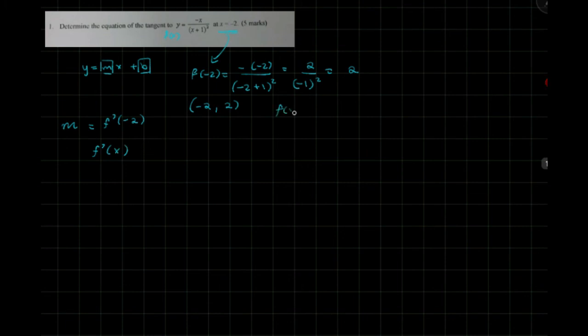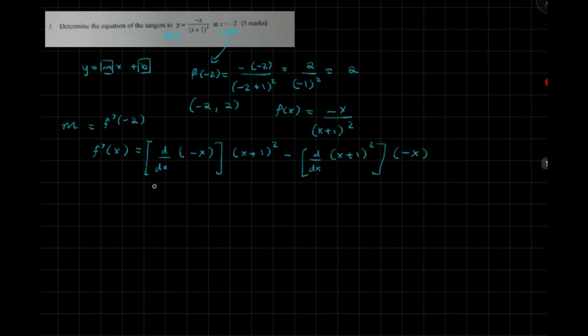So f prime of x here, we know that f of x is equal to -x over (x plus 1) squared. To find f prime of x, I'm going to be using the quotient rule. So I'm going to do derivative of -x, so derivative of numerator times the denominator, (x plus 1) squared, minus the derivative of the denominator times the numerator, -x. I'm going to put this over the denominator squared, so (x plus 1) squared squared, which gives you (x plus 1) to the power 4.